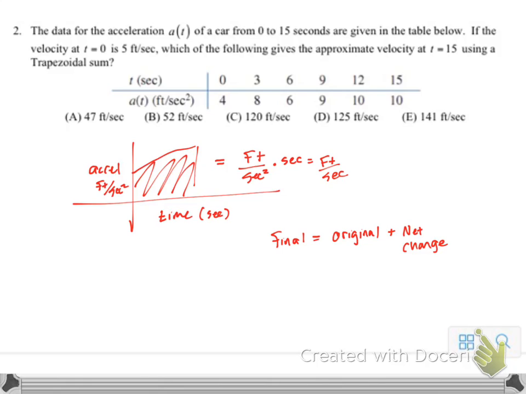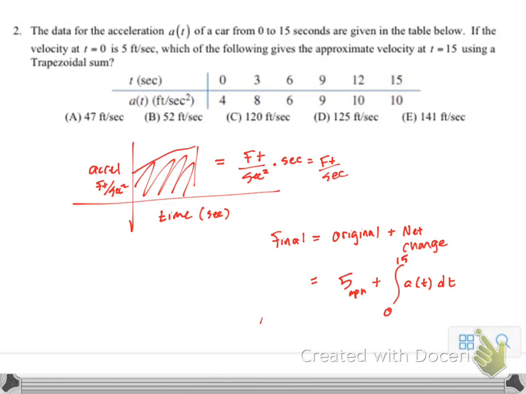And if you want to find out what your actual velocity is at a particular point, you have to take into account your original velocity, then add to it whatever the net change was, and I say net because it could be a loss or a gain, and that'll give you your final velocity at that moment. So we start at 5 miles per hour. This says your initial velocity.